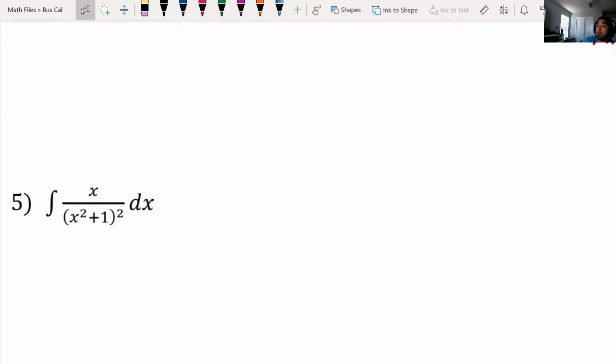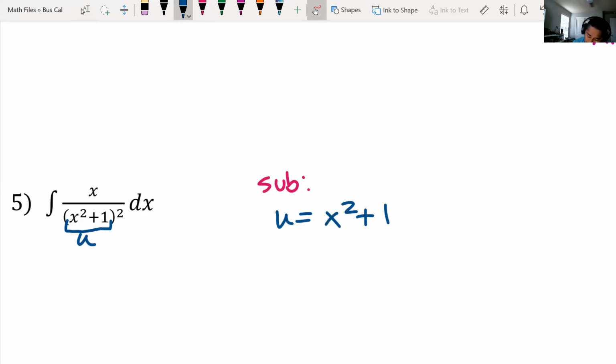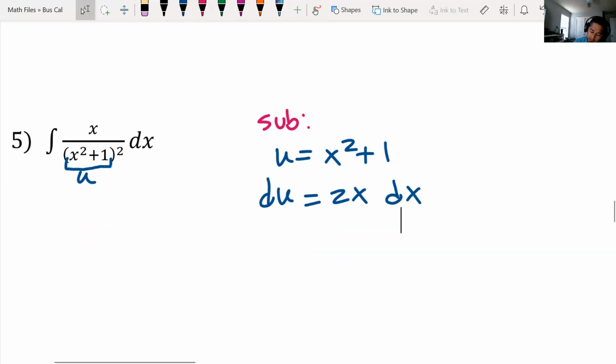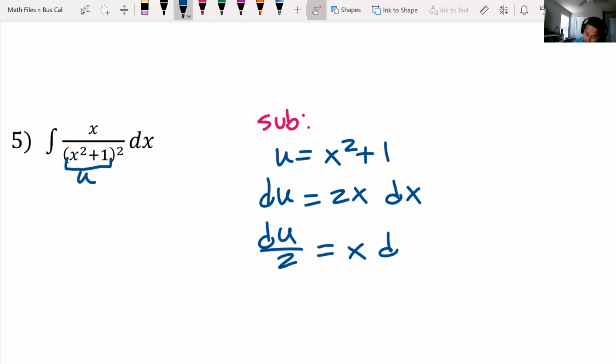The integral of x over x squared plus 1 squared. Who looks more complicated, x or x squared plus 1? The bottom one. Definitely that. There you go. So sub u equals x squared plus 1, du equals 2x dx. And then here it's fine. We can divide by 2 and get x dx by itself.